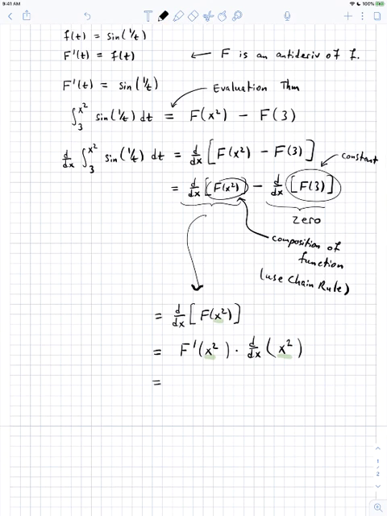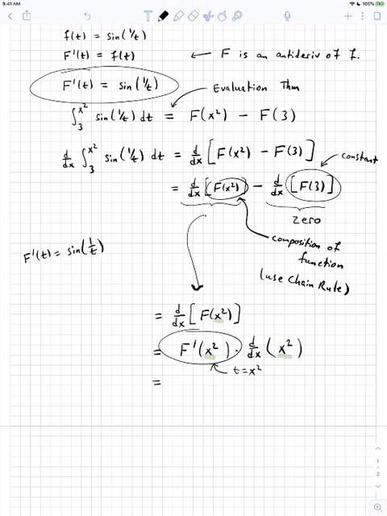Well, what is F prime of x squared? We know what capital F prime is. Capital F prime of t is sine of 1 over t. Let me just rewrite that here. F prime of t is sine of 1 over t. So in this case, t is equal to x squared. So F prime at x squared is equal to sine of 1 over x squared.